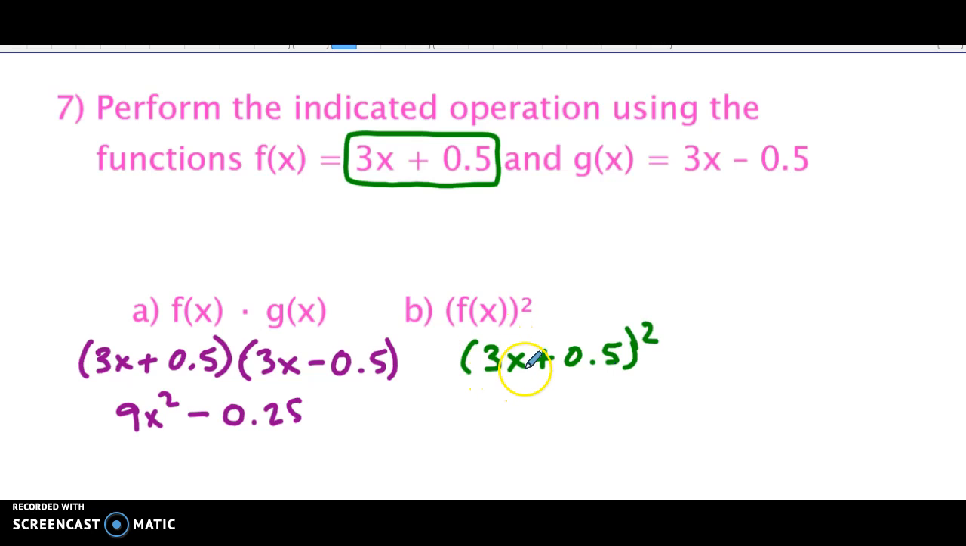So my rule says I take my first term and square it, 3x, and if I square the whole product, I'm going to get 9x squared. Then I'm going to take the product of my outer terms. So if you need to rewrite this so that it looks like the product of two binomials, if that helps you, you can do that, so that you can see your outer terms. So that's going to be 3x times 0.5. And so when I do 3x times 0.5, I'm going to get 1.5x, and then I need to double it, which gets me right back to 3x.